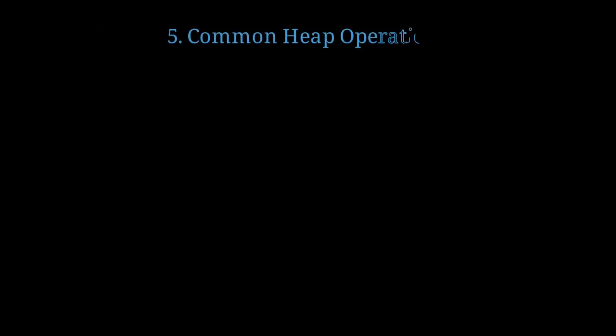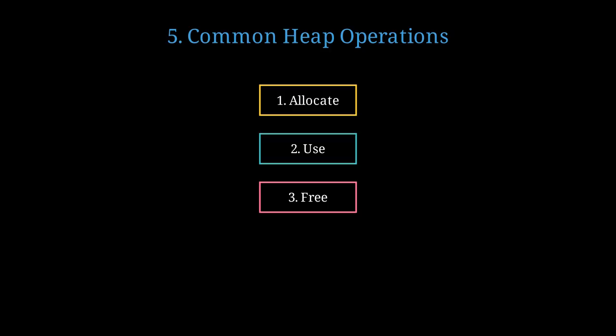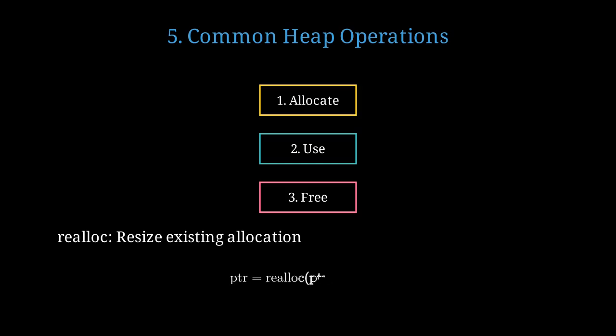Let's look at some common operations you'll perform with heap memory. The typical heap workflow is: allocate memory with malloc or calloc, use the memory for your data, then free it when done. The realloc function lets you resize an existing heap allocation if you need more or less space. You call realloc with the old pointer and new size, and it returns a pointer to the resized block.